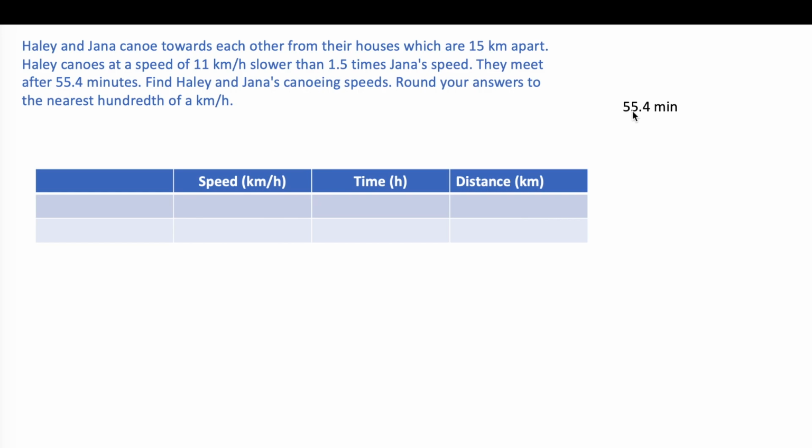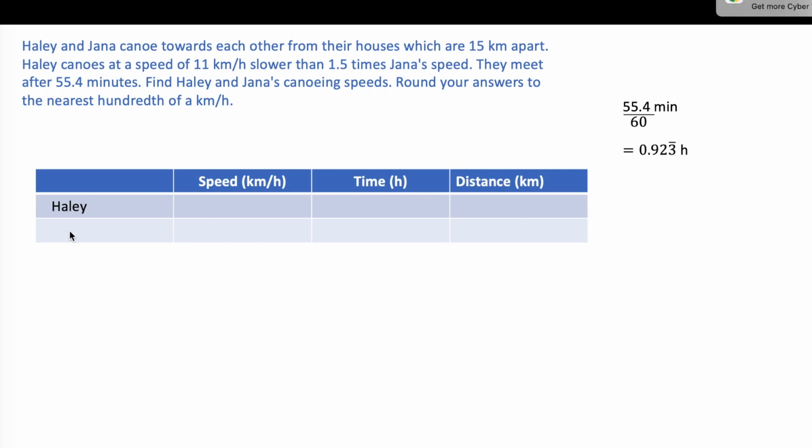Convert the 55.4 minutes into hours. We know there are 60 minutes in an hour, so if you had 60 minutes, divide by 60 to get 1 hour. If you had a half hour, we know a half hour is 30 minutes, is 0.5 hours. 30 divided by 60 is 0.5. I'm just going to divide this by 60, and that gives me 0.923 repeating hours.